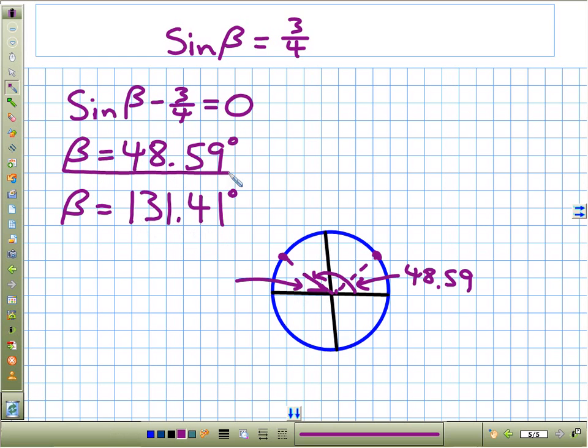The next one is just going to be 180 minus 48.59. Now, because we rounded, it's not going to... In other words, if we just do one, see what that gives you. Take 180 minus 48.59.